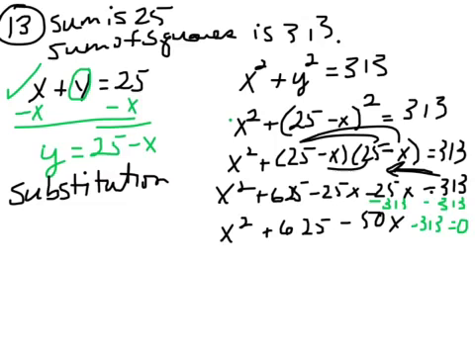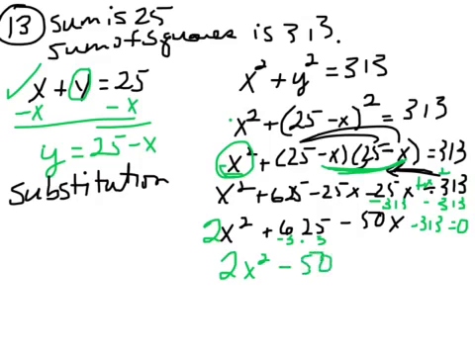Now I've got to be careful here because I think I have lost a term. When I multiplied this out, I forgot to write that last minus x times minus x is plus x squared. So when I combine those two x squareds together, because we had this x squared and then we get another x squared when we multiply that, actually it's 2x squared plus 625 minus 50x minus 313. So if we clean that up, if you subtract 313 here, that's going to be 312. So we're going to have 2x squared minus 50x plus 312 is equal to 0.